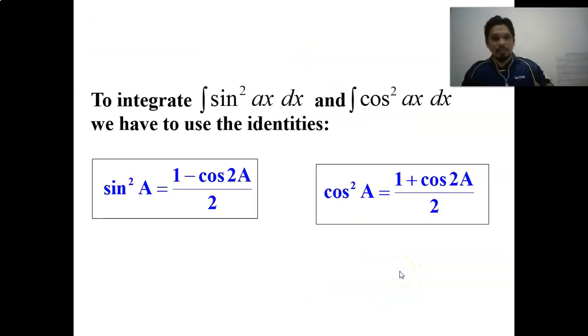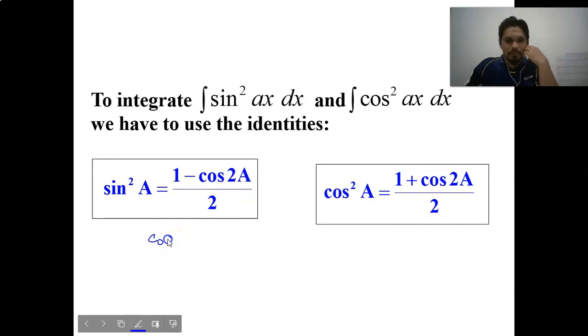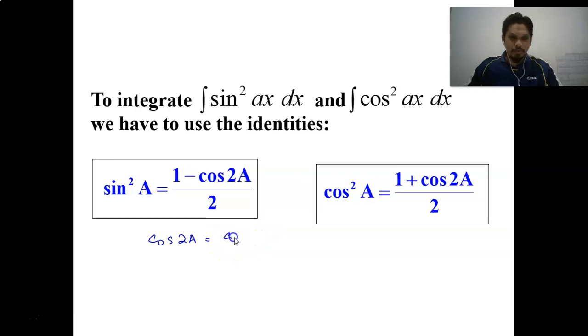Okay, next, to integrate integral of sine square ax dx and integral of cos square dx, we have to use the identities of sine square A equals 1 minus cos 2A over 2, and cos square A equals 1 plus cos 2A over 2. If I'm not mistaken, that all comes from cos 2x equals cos square x minus sine square x, where we can make some adjustment here.